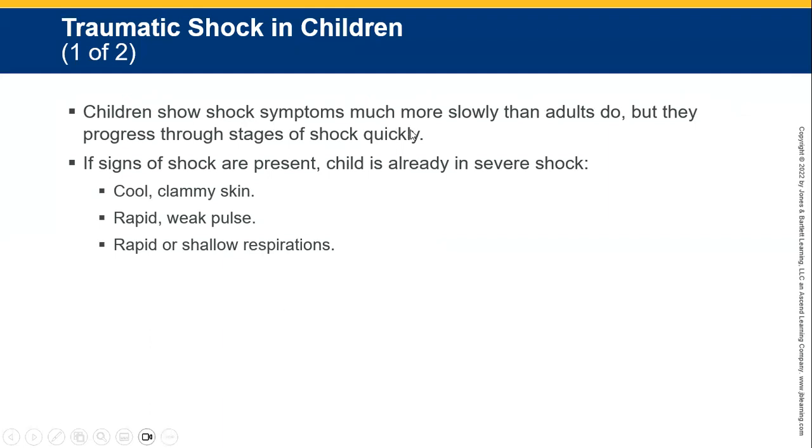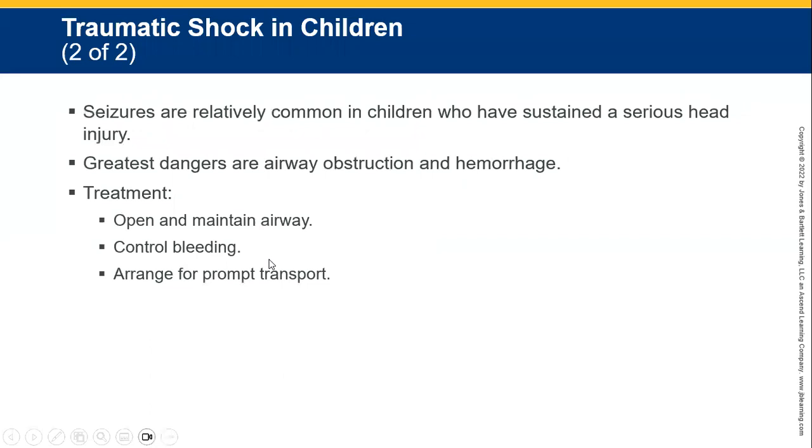Children show shock symptoms much more slowly than adults do, but can progress through the stages of shock extremely quickly. When signs and symptoms of shock are present in a child, the child is already in severe shock. Remember, very quickly: cold, clammy skin, weak, rapid pulse, and shallow, rapid respirations. Okay. Traumatic shock in children.